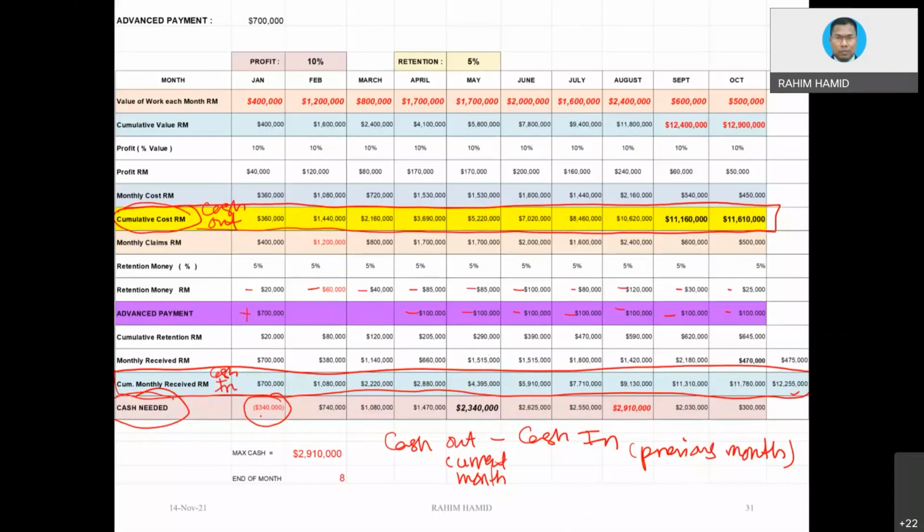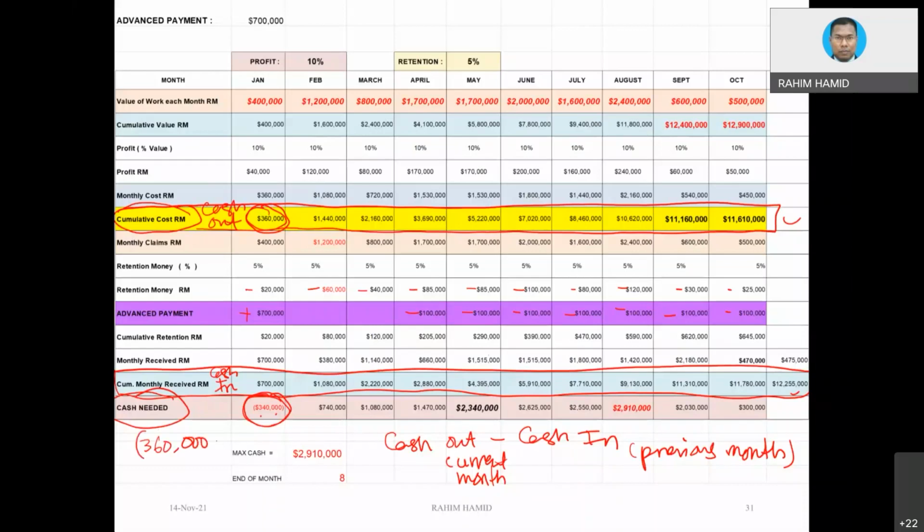So the rows that we are going to take into account are basically the yellow row here, the cash out, and the cumulative money received, or cash in. Let's take an example of this value. How do we get this value? First thing, 360 is the cash out. 360K.